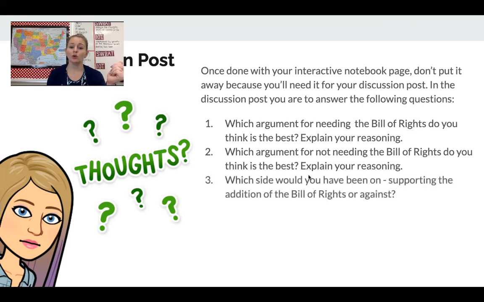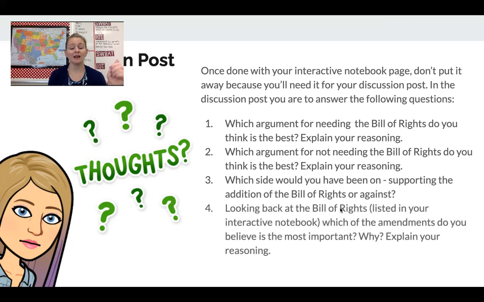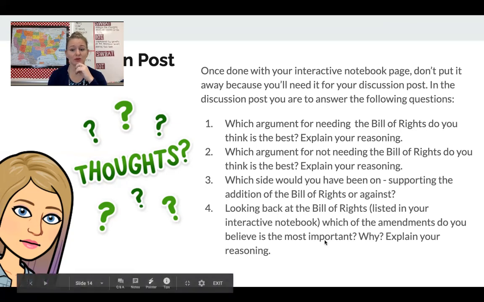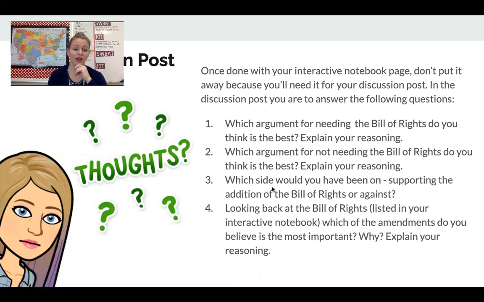Number three, which side would you have been on? Do you think you would have been on the side supporting the addition of the Bill of Rights or against it? And then number four, looking back at the Bill of Rights and those 10 amendments that are listed there. So you're going to want to go back up to the previous interactive notebook pages from what we did in our Unit 3 Lesson 1 lesson. Go look at those amendments and then tell me which of those 10 amendments you think is the most important and why. Being sure, again, to explain your reasoning. So you're going to go through and do that in your discussion post.